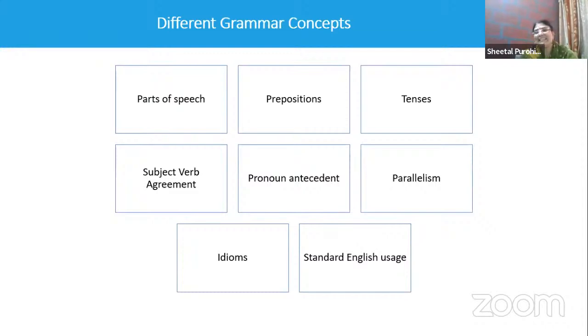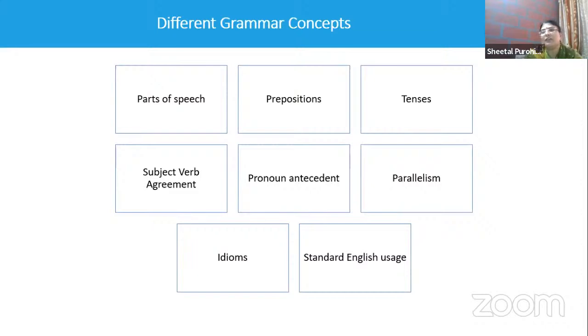The antecedent is a noun to which your pronoun refers. Right? So you can make a note of it. Antecedent is a noun to which your pronoun refers. We all know that we use pronouns to avoid the repetition of the noun, right? The noun to which your pronoun refers is called the antecedent. And now agreement has to be there in terms of pronoun and noun agreement, right? That's called the pronoun antecedent agreement.